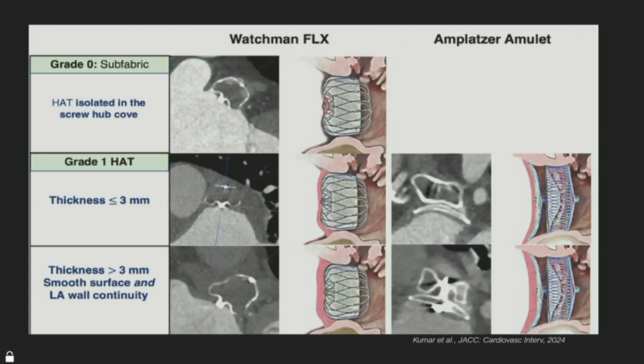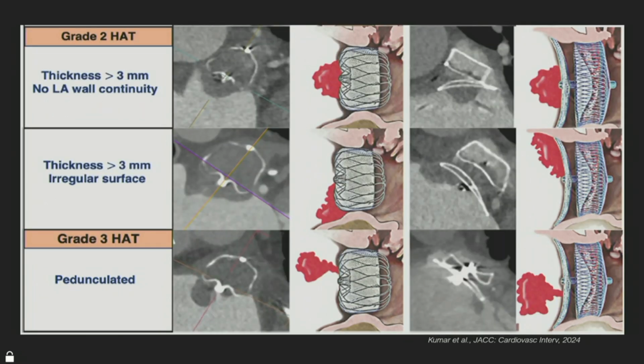We call this grade 0. If the hypoattenuation thickening, which is specifically seen in a Watchman FLX, is isolated in the screw hub cove, right here, then we call that grade 0, or subfabric hypoattenuation thickening, and it is clinically insignificant. Now when it comes to grade 1 hypoattenuation, those have thickness less than 3 millimeters, or if it's greater than 3 millimeters, as you can see here, but very continuous with the left atrial appendage, then we call that grade 1.